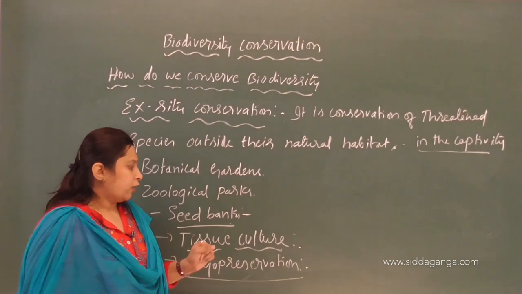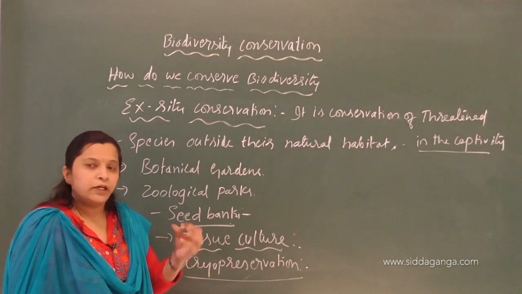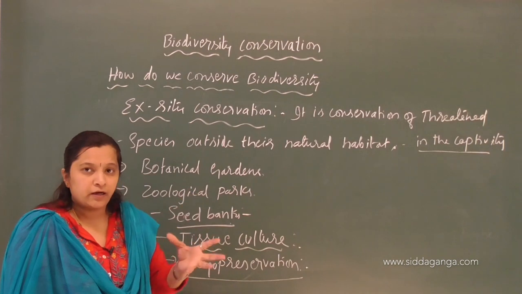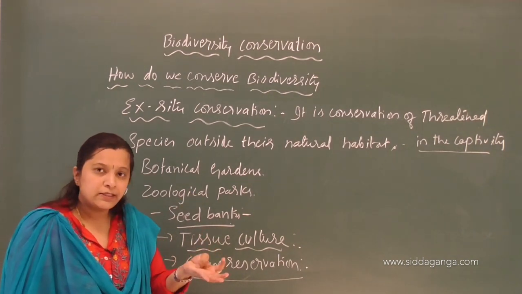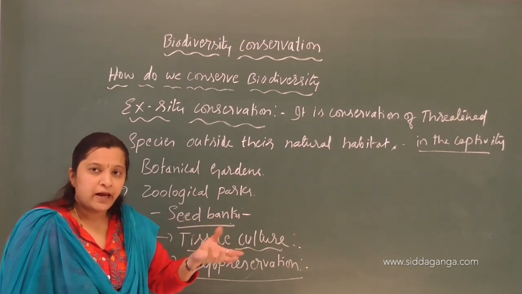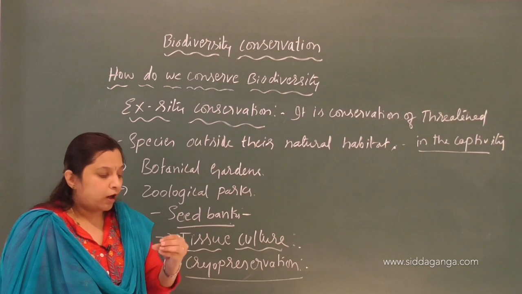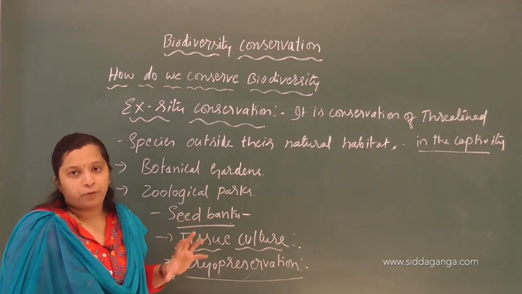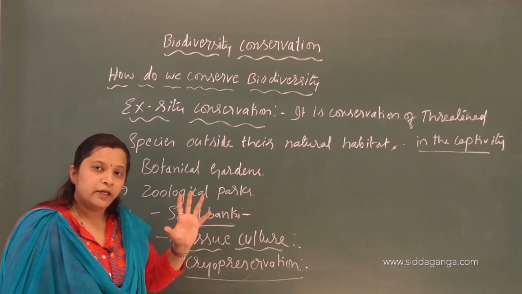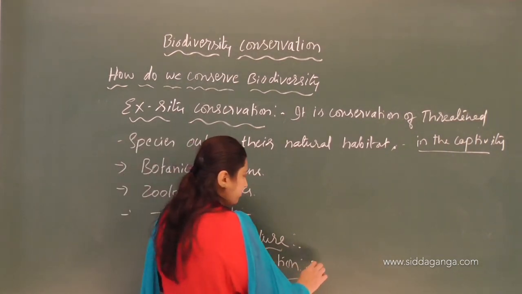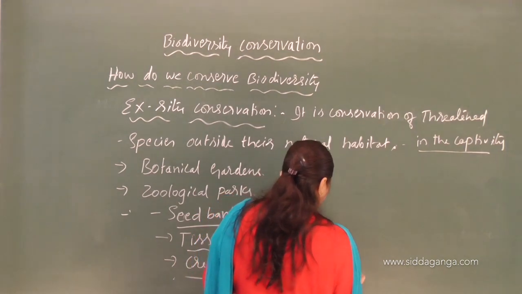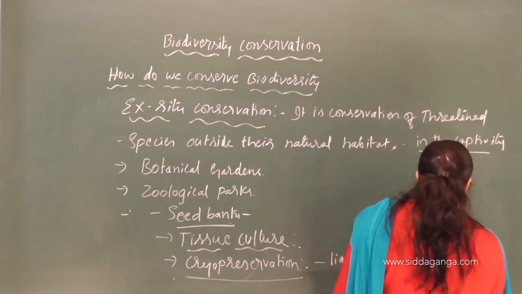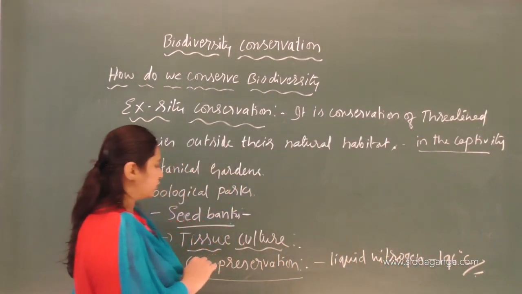Cryopreservation. So cryopreservation is nothing but what? Here in cryopreservation, any plant cells or animal cells, or the whole tissues, or even the gametes of endangered species, can be preserved for a longer time in liquid nitrogen at -196°C. So that is what cryopreservation is.